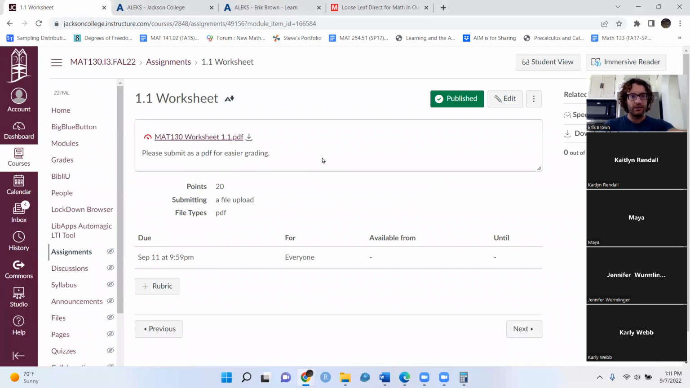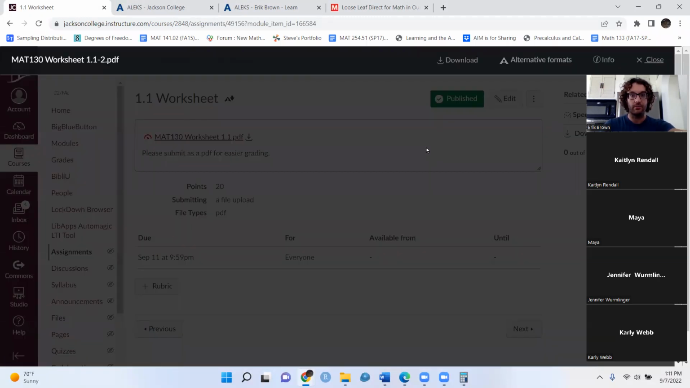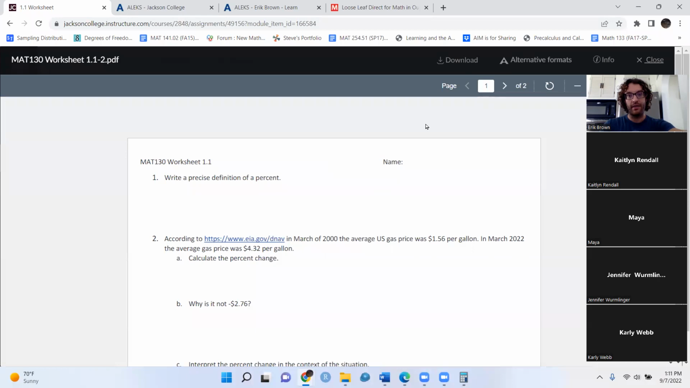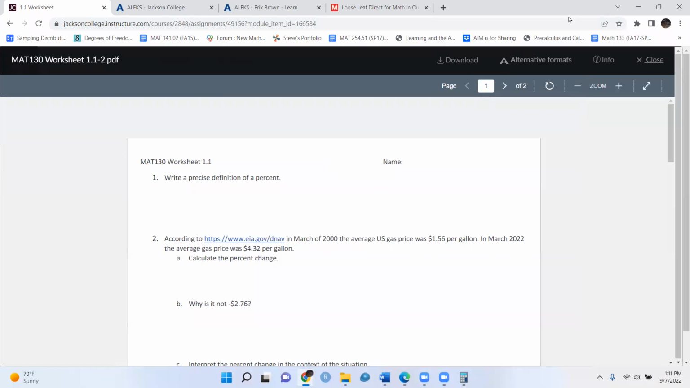One of my colleagues linked all of these for me, so you could get the digital version here. Just click it and it opens, I think. You're not going to be able to write on this view. If you're wanting to do this digitally, you're going to have to download it. So there's this download button.